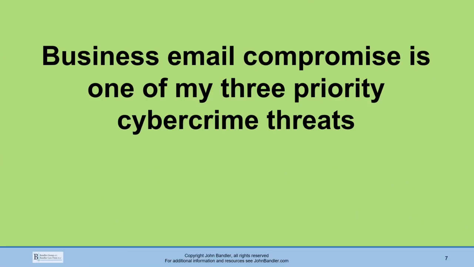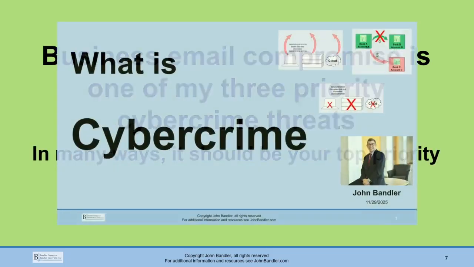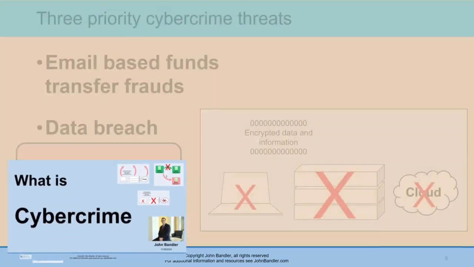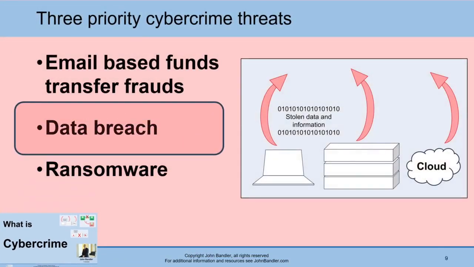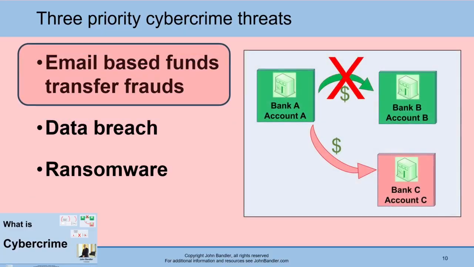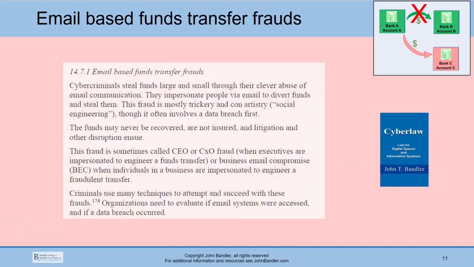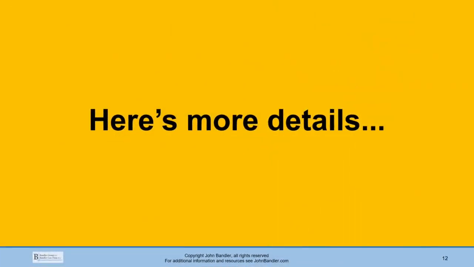Business email compromise is one of my 3 priority cybercrime threats, but I say it should be your top priority. I have a video on cybercrime where I talk through the 3 priority cybercrime threats. There's ransomware, a data breach, and in these email-based funds transfer frauds, usually a data breach has happened before. And then there's the subject of this video, the email-based funds transfer frauds. I talk about it in my book on cyber law. I have a subsection on it, and I'm going to give you more details here.